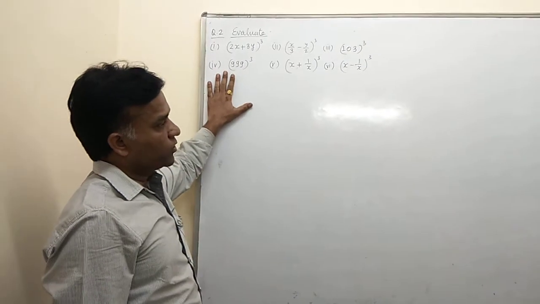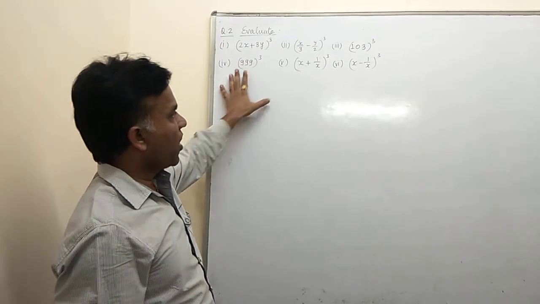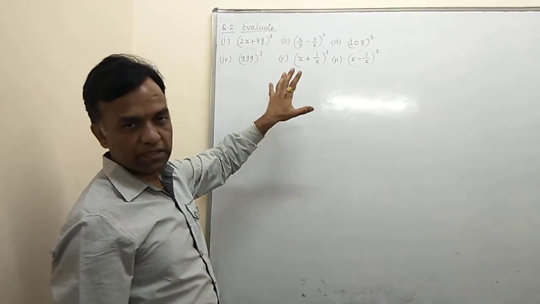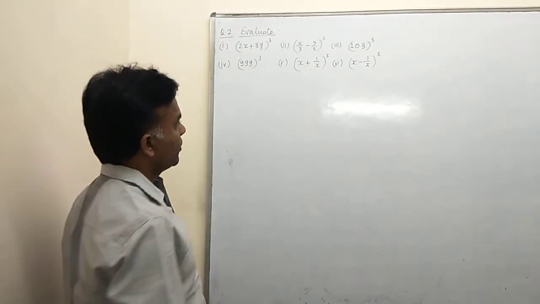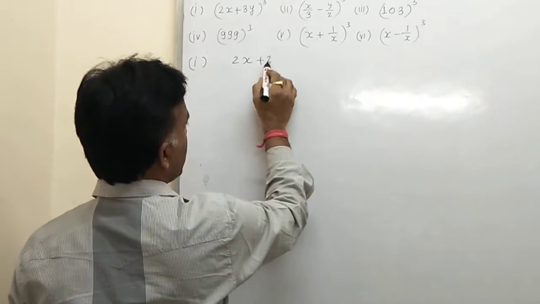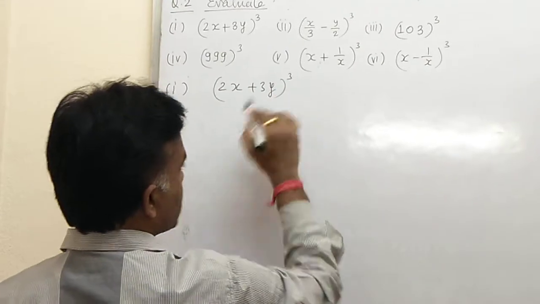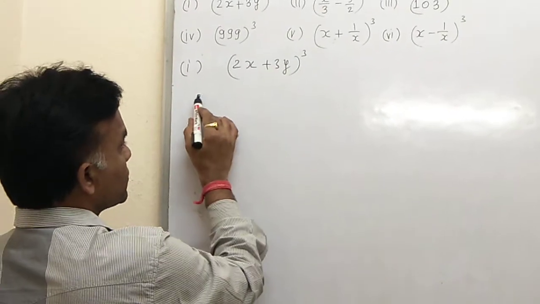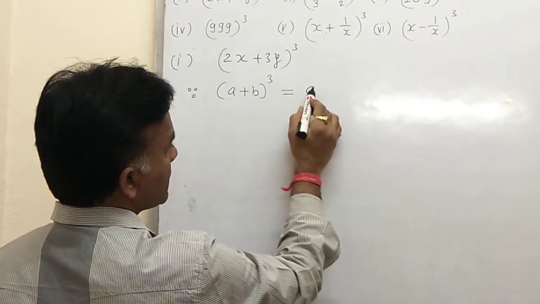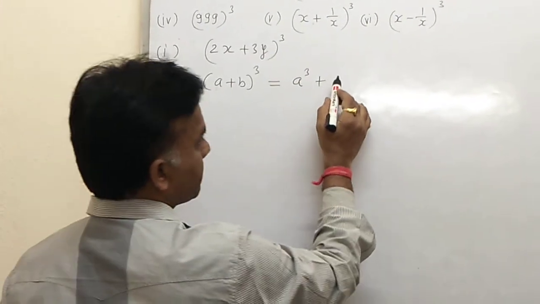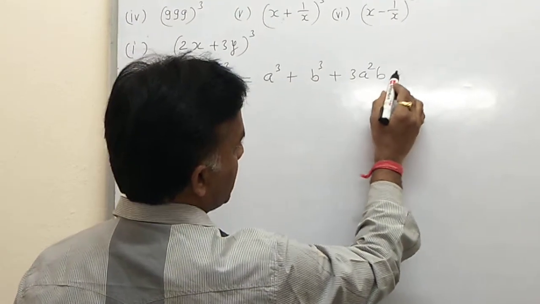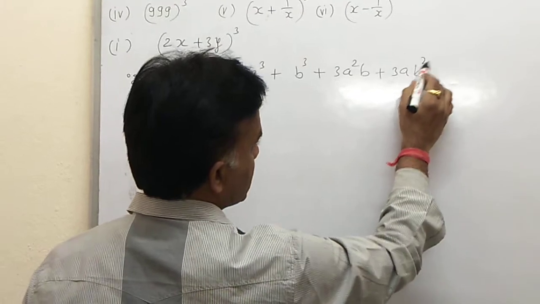In this set of questions, all questions are related to the whole cube. Some questions are related to the plus sign, some to the minus sign. Using the same concept, the first question is (2x + 3y) whole cube. Since the plus sign is given, first you use the identity (a + b)³, which is a³ + b³ + 3a²b + 3ab².